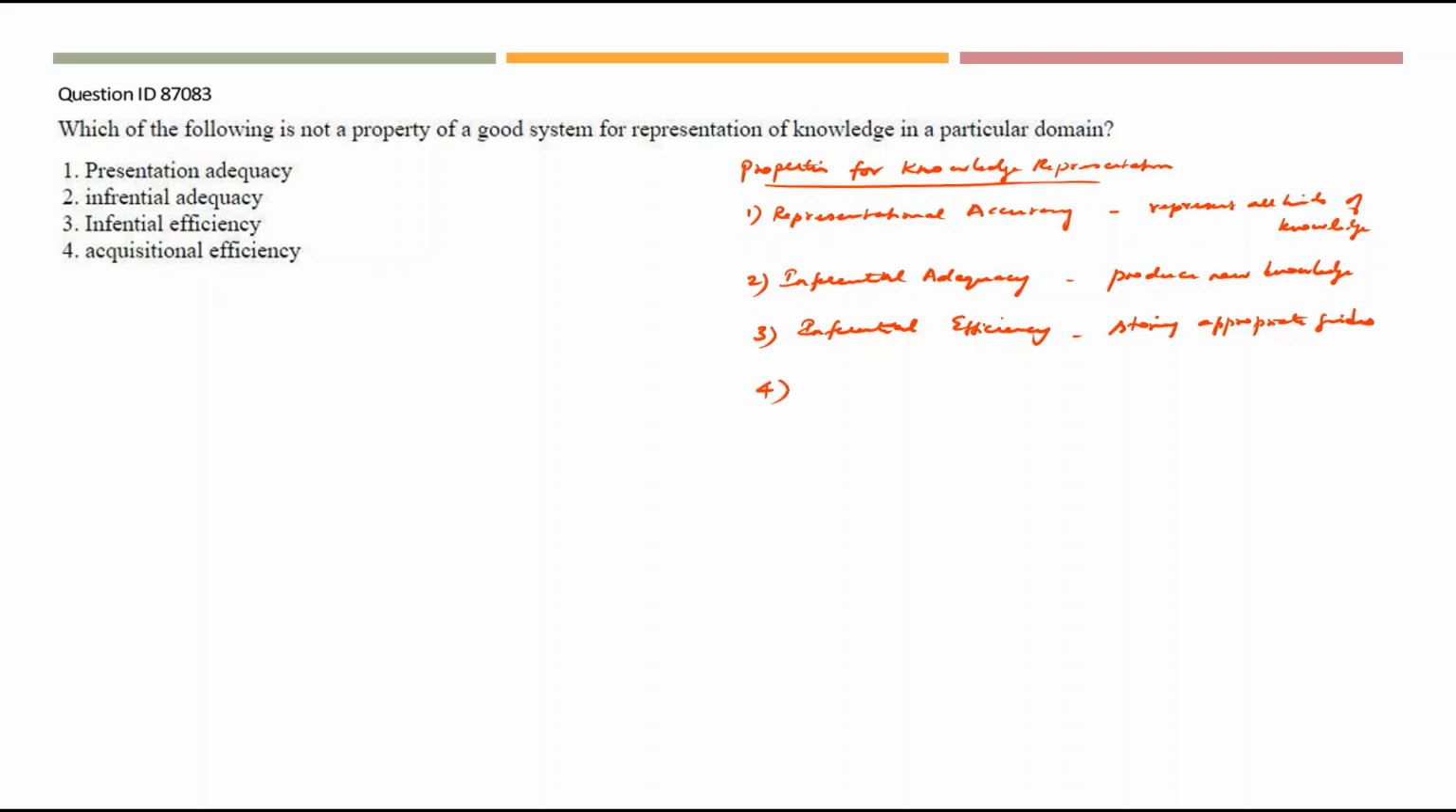The fourth one will be acquisitional efficiency. This is the ability to acquire new knowledge easily using automatic methods. These are the four properties for knowledge representation. We have inferential adequacy, inferential efficiency, acquisitional efficiency. Option number 1, presentation adequacy is not a property. Actually, the only property that is left out is representational accuracy. So option 1 will be the right answer.